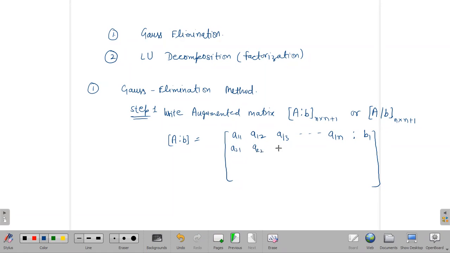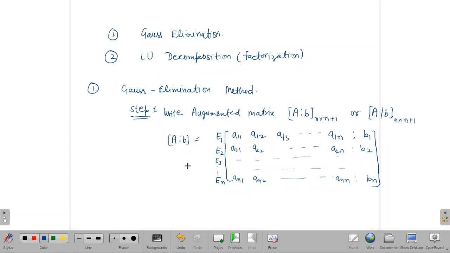A21, A22, A2n, B2. So AN1, AN2, ANN colon BN. So now here I write this first row. I write this as either you write R1 or I'm writing E1. This is second row, E2. Then it will be third row, E3. Then E4, E5, and so on up to En. So this is E1, E2, E3, En.